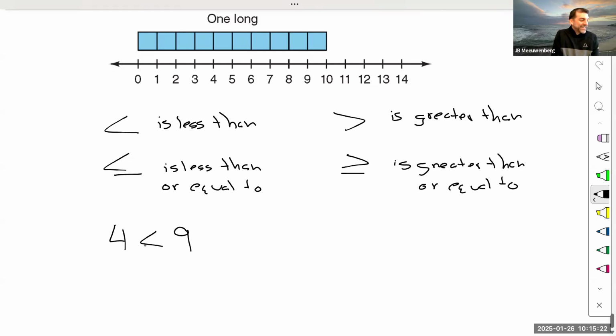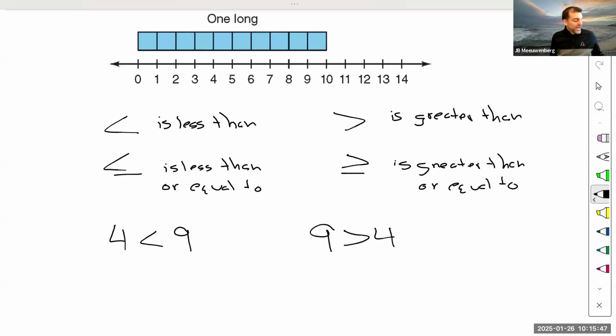And we can use these symbols such as this. 4 is less than 9. And notice I use that word is. That's a really important word when we start to define these symbols, because it really turns it into a sentence. 4 is less than 9. We can also flip that around and say 9 is greater than 4.